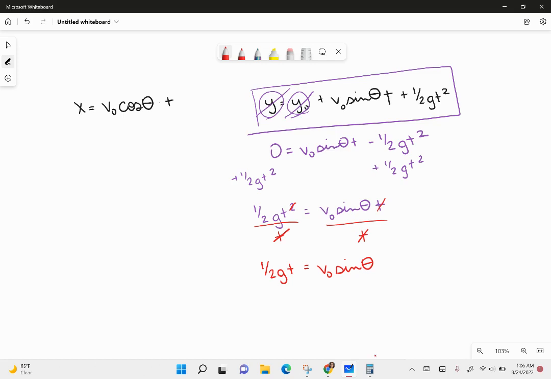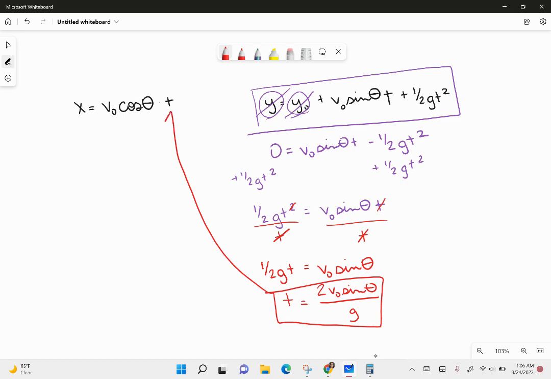So what I'm going to get is that t is equal to 2 v naught sine theta divided by g, because I had to multiply by 2 to get rid of this fraction, and then I had to divide by g since they're adjacent to each other, which indicates I need to do multiplication. So then we're supposed to take this value and plug it in here for this t.